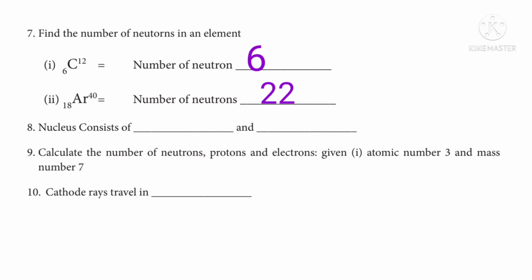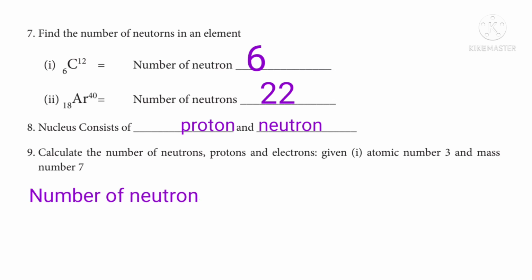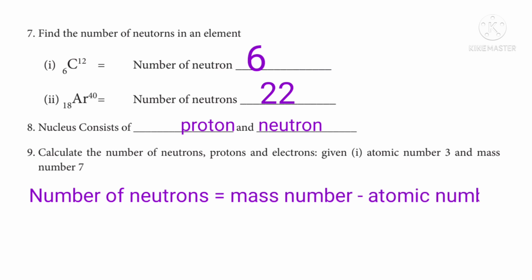Eighth question, nucleus consists of dash and dash. Answer proton and neutron. Ninth question, calculate the number of neutrons, protons and electrons given atomic number 3 and mass number 7. Number of neutrons, mass number minus atomic number. Here mass number is 7 and atomic number is 3. So 7 minus 3 is equal to 4.